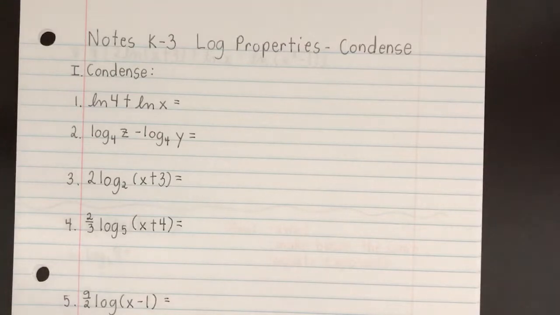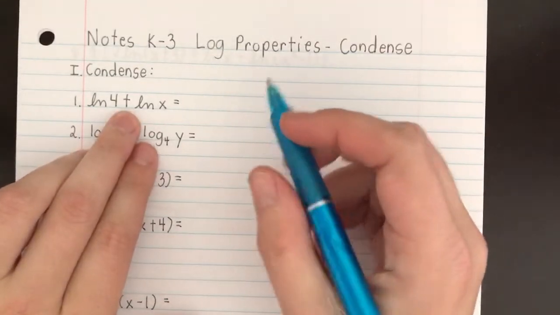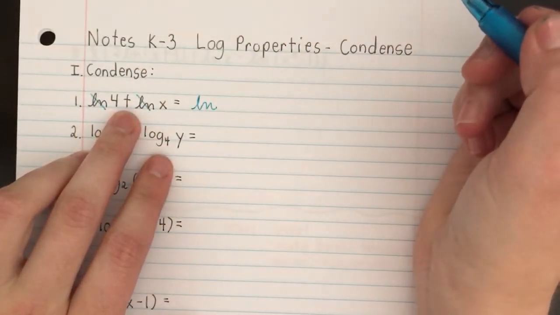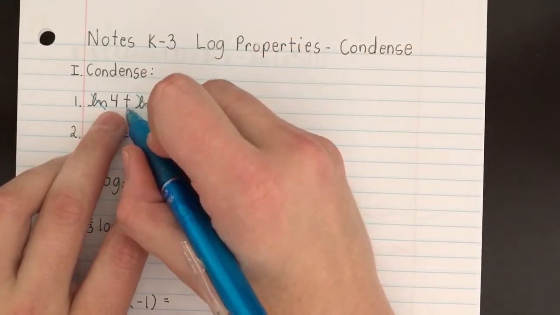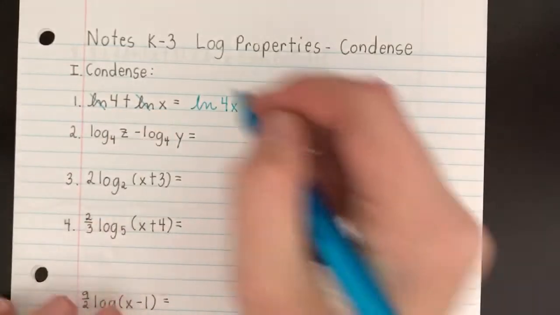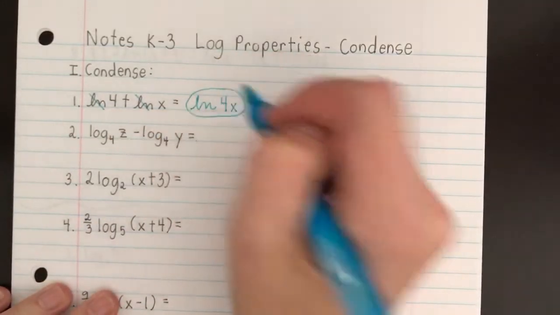On number 1, we have natural log of 4 plus natural log of x. Since we have a plus in between, that means we're going to condense this to a single log. So natural log of, because of the plus in between, 4 times x. So 4x. Okay, that's number 1.